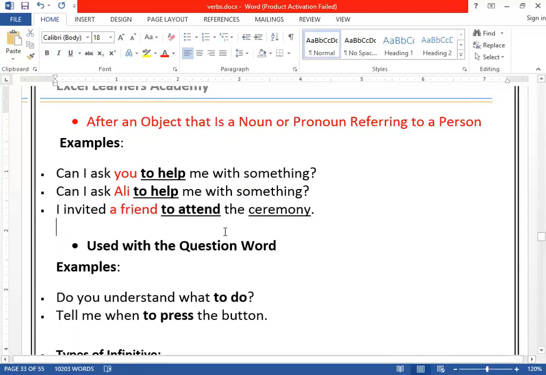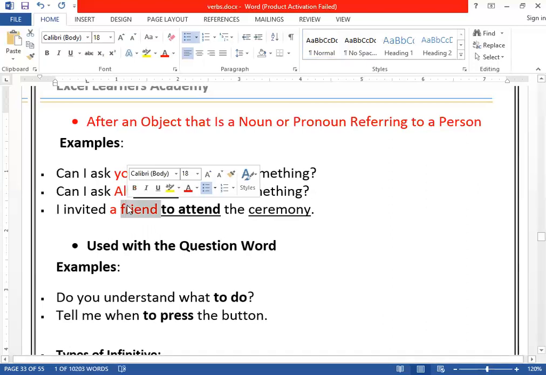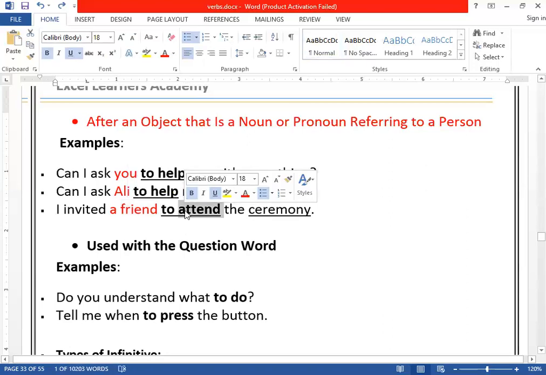I invited a friend. That means a direct object there, a direct object referring to a person. That can be a noun or pronoun. Like in I invited a friend, the direct object is used for a person. Again, this is where we have used the infinitive. Next.